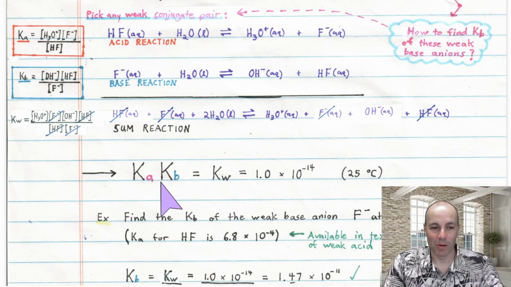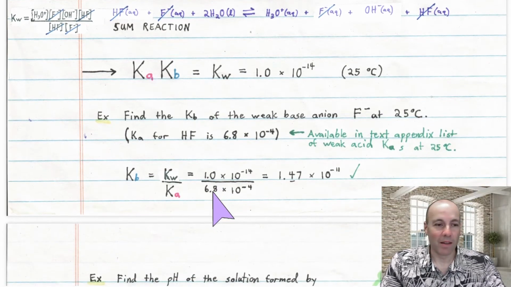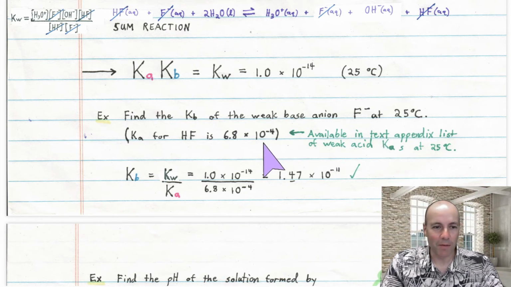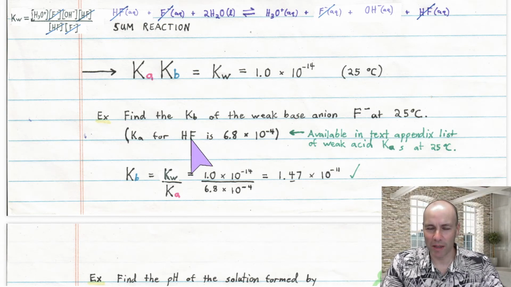So we don't have to have Kb in the appendix because it's simply Kw over Ka. So let's do that. In this example, you're asked to find the Kb of the weak base anion fluoride minus at 25 Celsius. And you look up in the appendix and you find its conjugate, HF. That's what's available. You won't find the Kb of F minus, but you'll find the Ka of HF, and it's 6.8 times 10 to the minus 4.